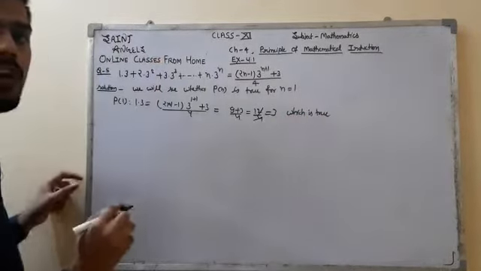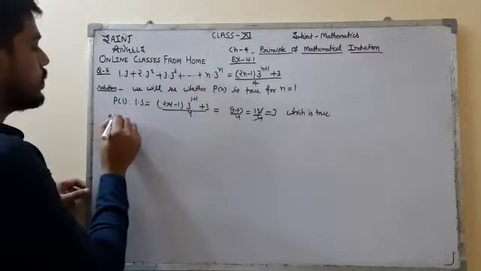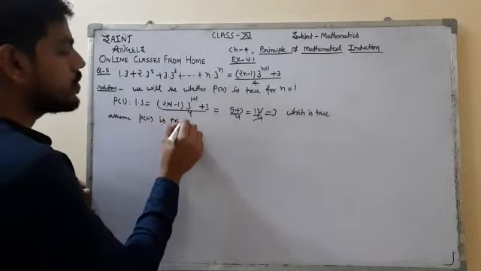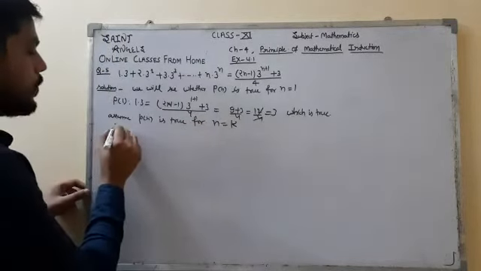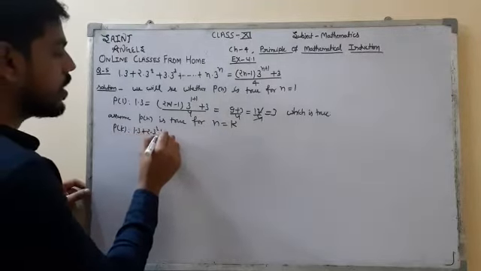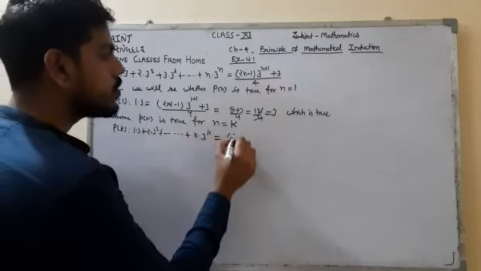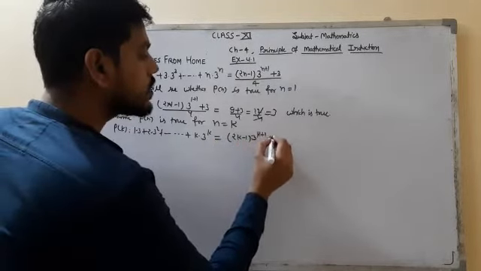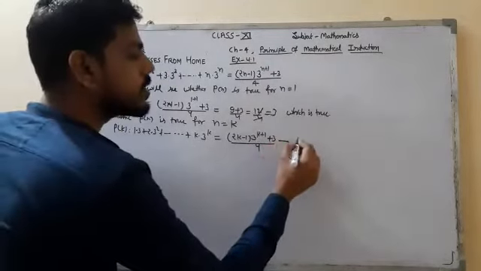Okay students, now we will assume that this statement is true for n equals k. Assume Pn is true for n equals k. So Pk is: 1 into 3 plus 2 into 3 square up to k into 3 raised to k equals (2k minus 1) 3 raised to k plus 1, plus 3, upon 4. We have assumed that it is true, and we will consider it as equation number first.